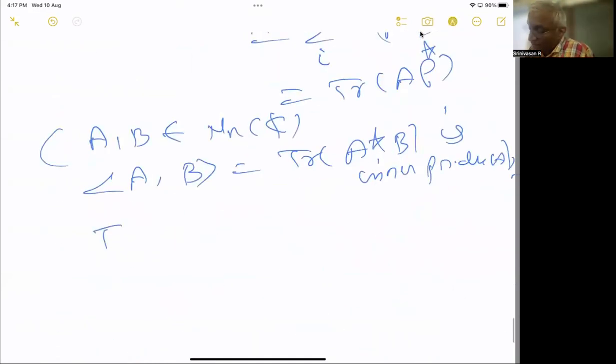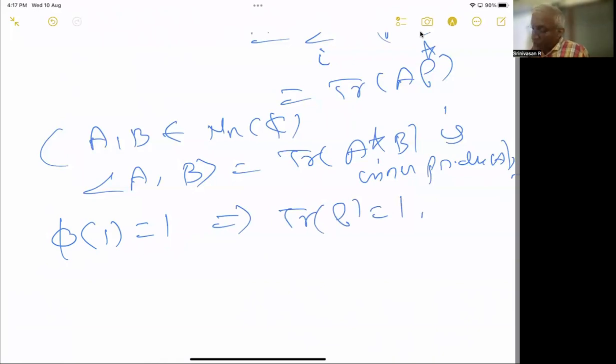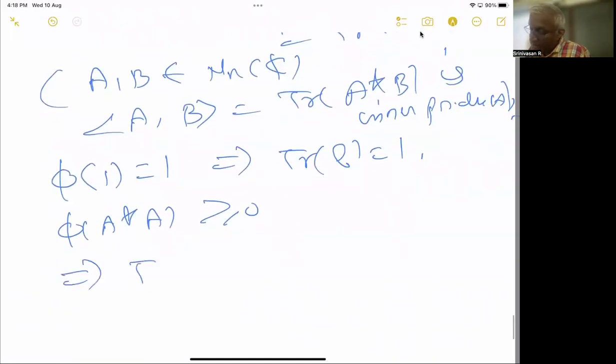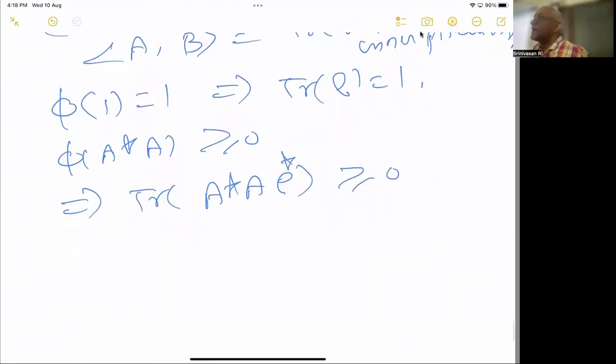Now trace of any. So now we want to prove it's positive. First thing is phi of identity is 1. Now phi of identity is 1. This implies trace of this rho equal to 1. And then phi of any A star A is greater than or equal to 0. This implies trace of A star A rho is greater than or equal to 0. We got rho star. Rho star is greater than or equal to 0, right?